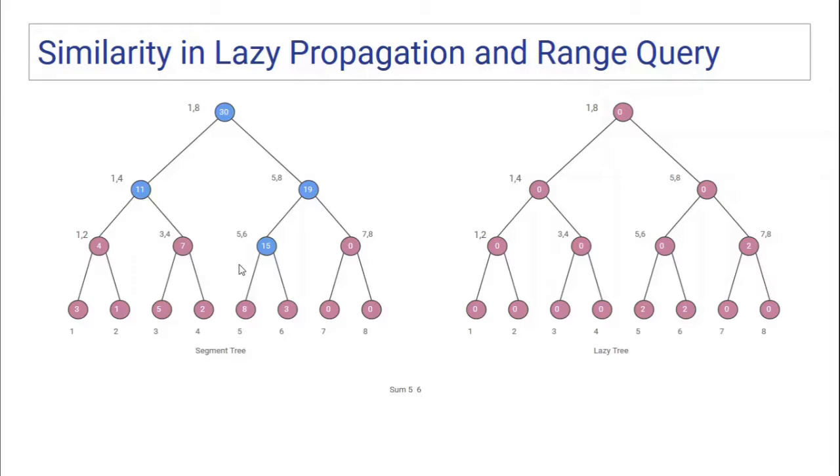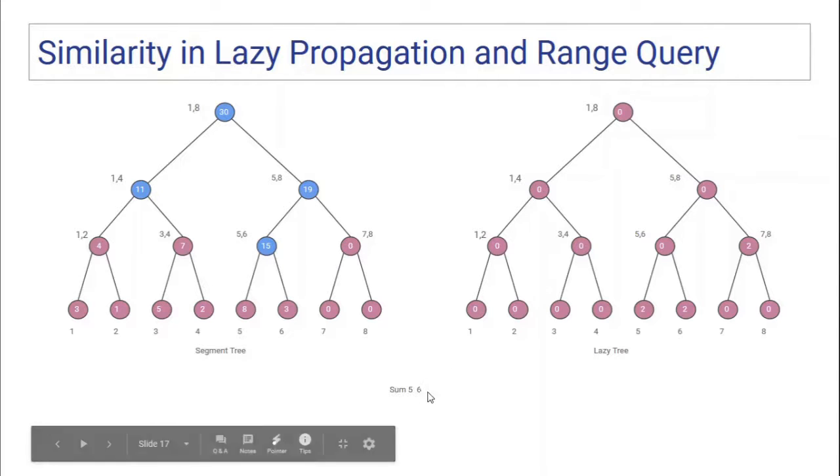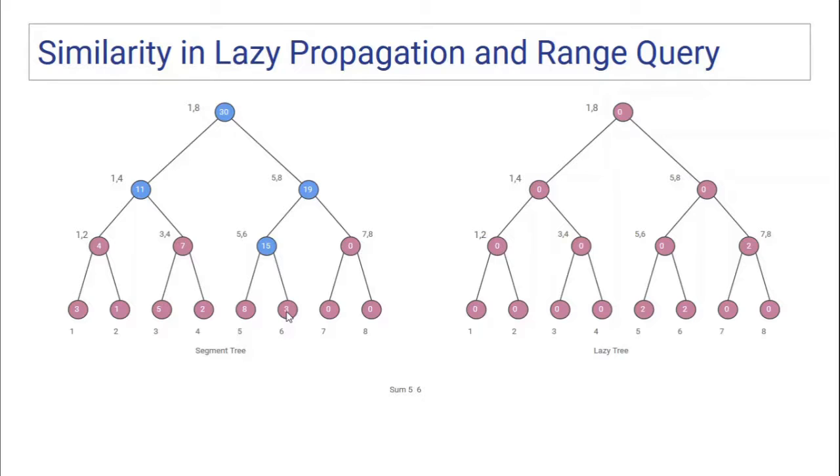Now we continue with the same thing that we do for range query. Now we see that 5 6 lies completely inside my query range, so I'll return 15 from here. From this range the sum should have been 15, and we see that the sum is actually 15, so you would return 15 from here. After that, you would make a recursive call to this node.